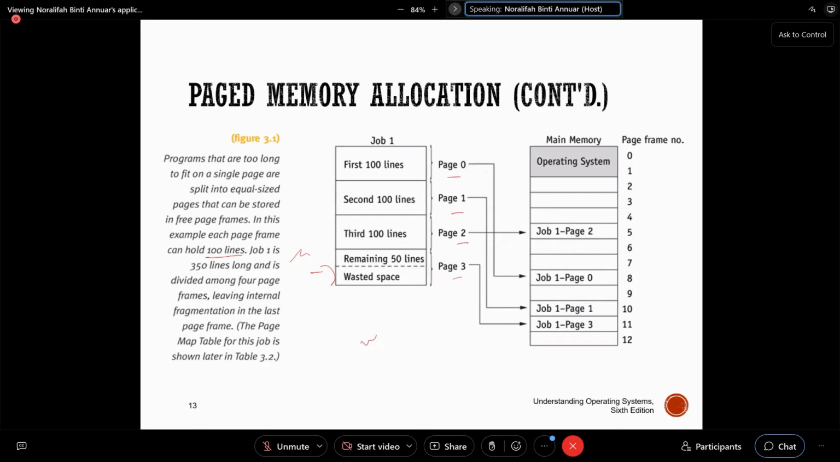Because you need to keep track of the location, kan. Sebab dia kena tahu kat mana dia. Kat mana. So nanti bila CPU fetch, they need to know. Remember CPU we learn in computer architecture. The most important information the CPU must have is the address.